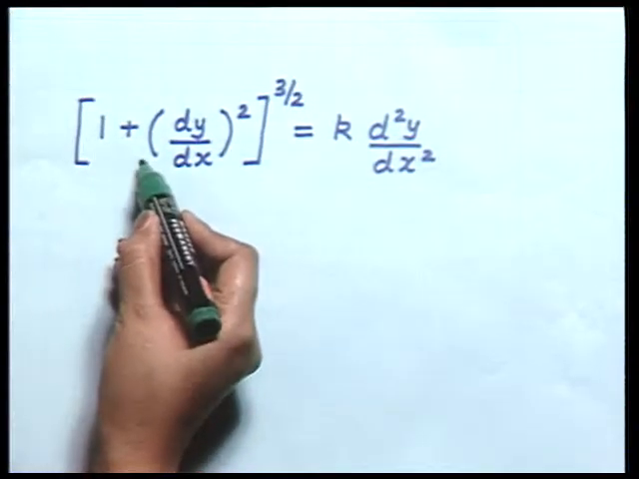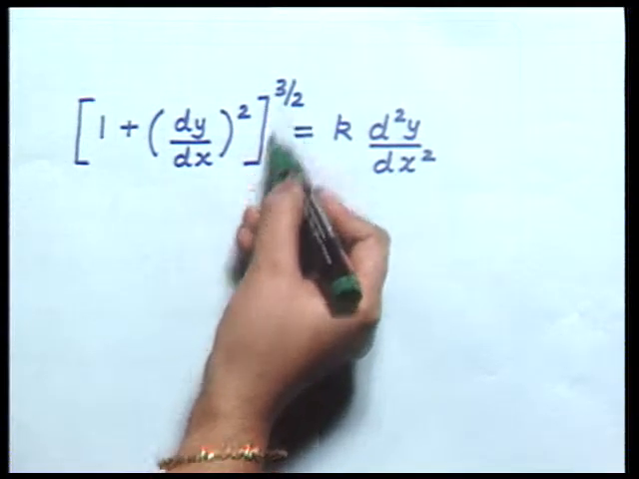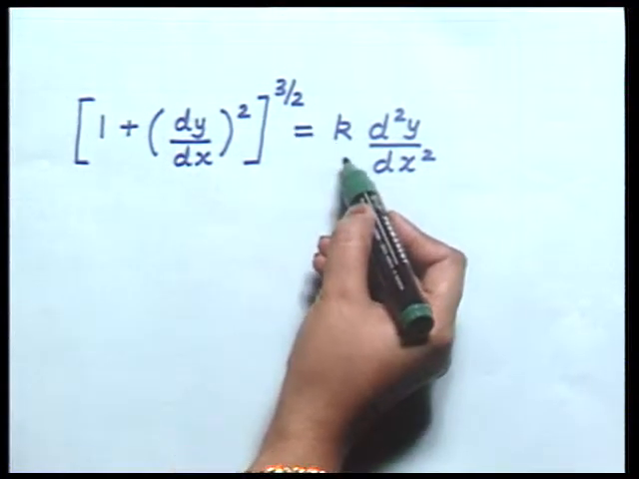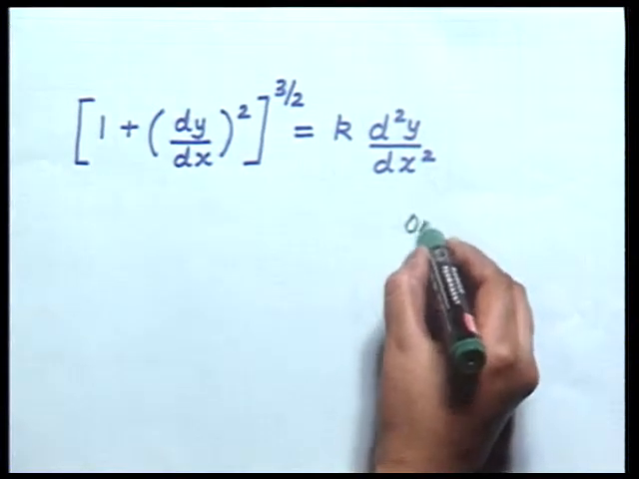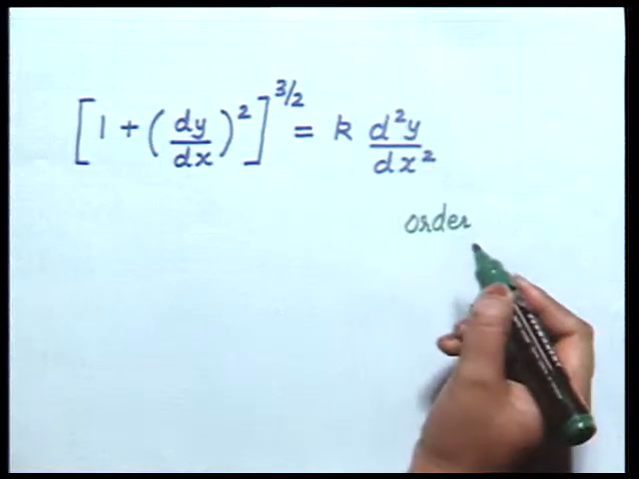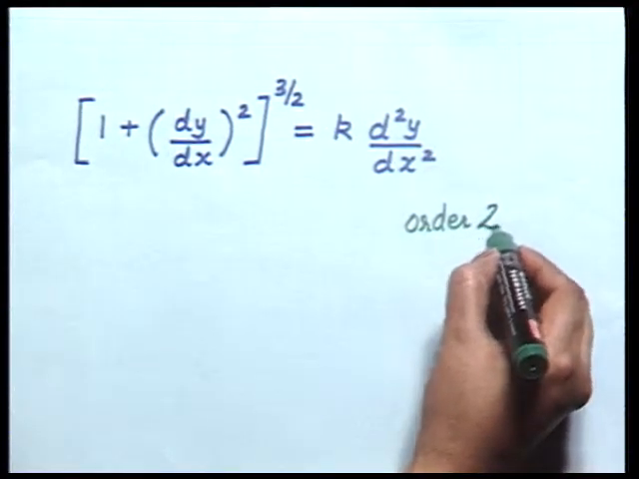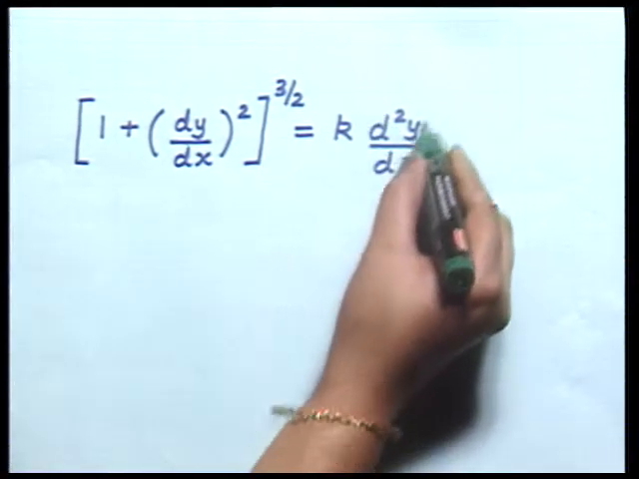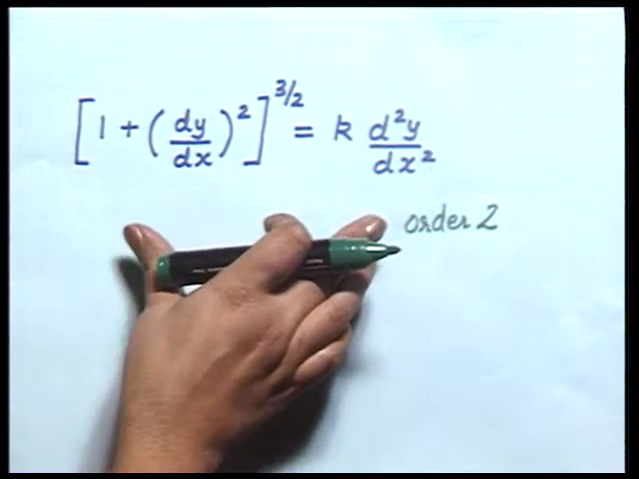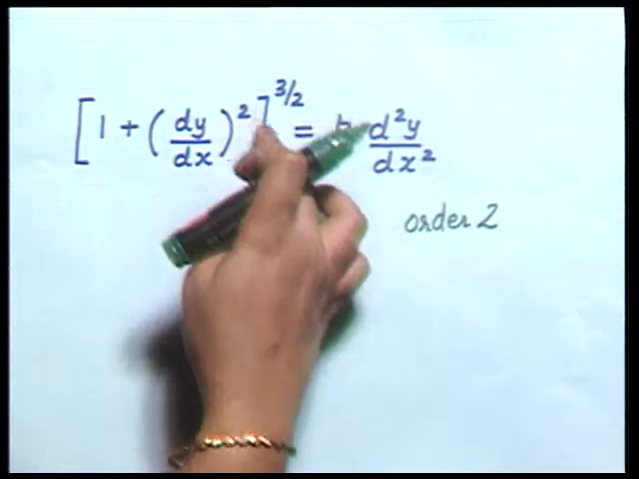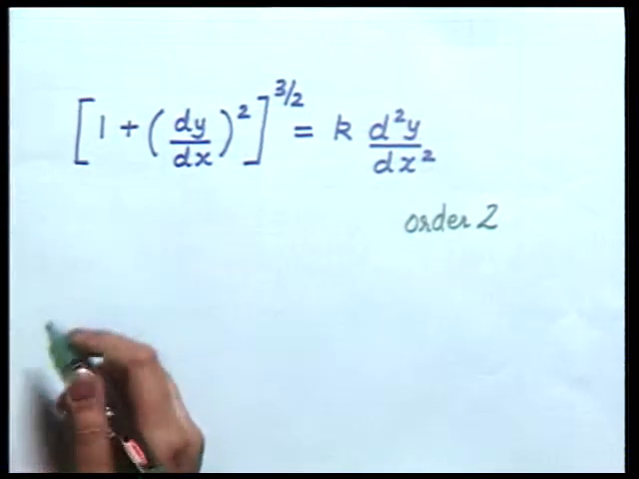If radicals are involved, more work is involved. Take a look at this example. We have 1 plus dy by dx whole square to the power 3 by 2 equal to k d2y by dx2. If you have to identify the order, then order will be 2. But the degree is not 1. Degree as it is cannot be identified. First we have to adjust this power here.